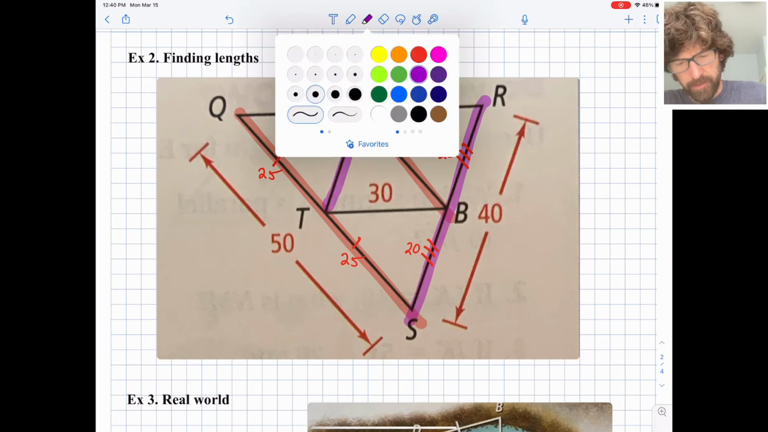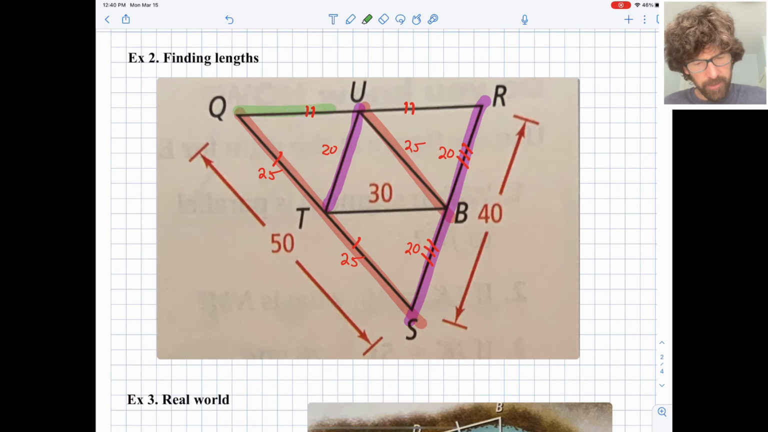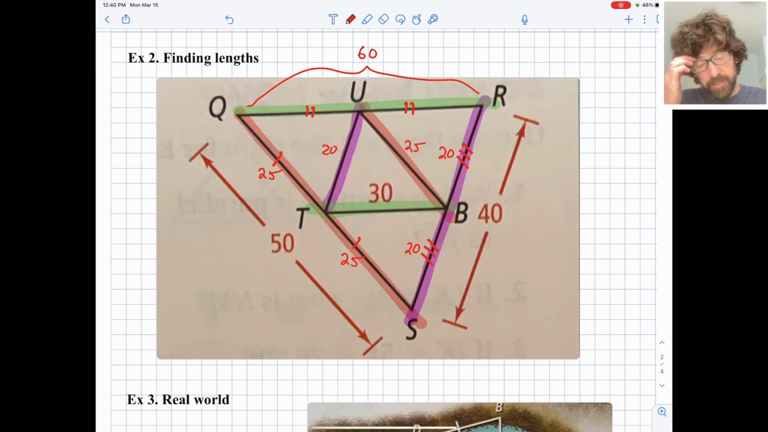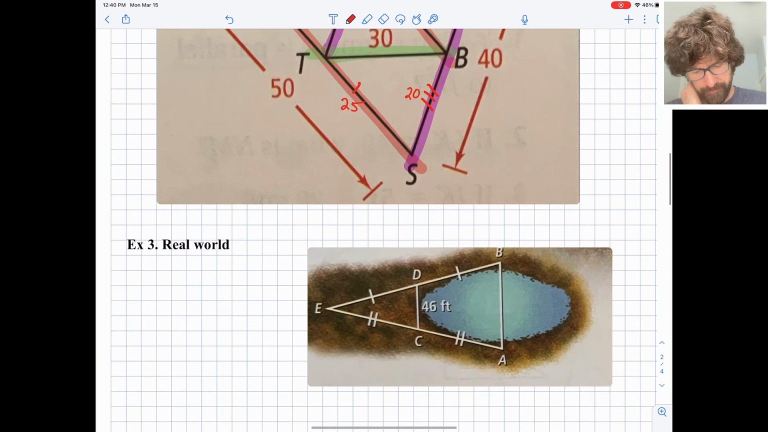Lastly, we can think about the top side QR and how it relates to midsegment TB. And I hope you can tell that QR would be double the length of TB. So QR as a whole will be 60, and each of the pieces of QR, QU and then UR, would each be 30. So just that one simple theorem gets us so many results. It gets us a lot of pieces of triangles, a lot of lengths for not too much effort.